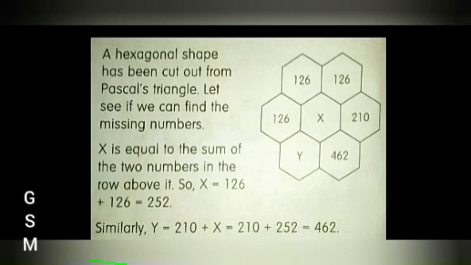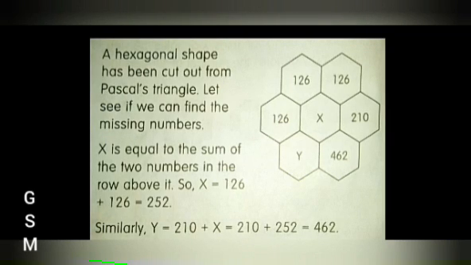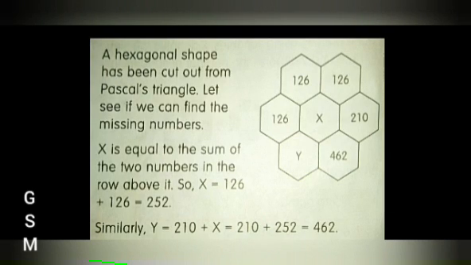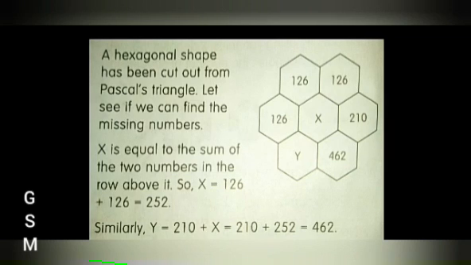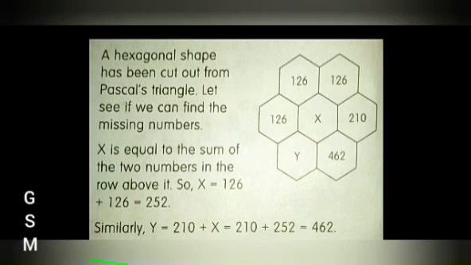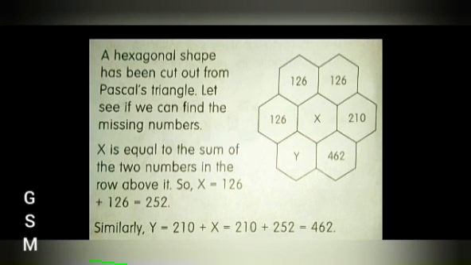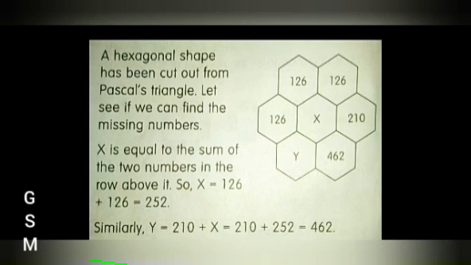A hexagonal shape has been cut out from Pascal's triangle. Let's see if we can find the missing numbers. X is equal to the sum of the two numbers in the row above it. So x is equal to 126 plus 126, which is equal to 252. Similarly, y is equal to 210 plus x, which is equal to 210 plus 252, which is equal to 462.